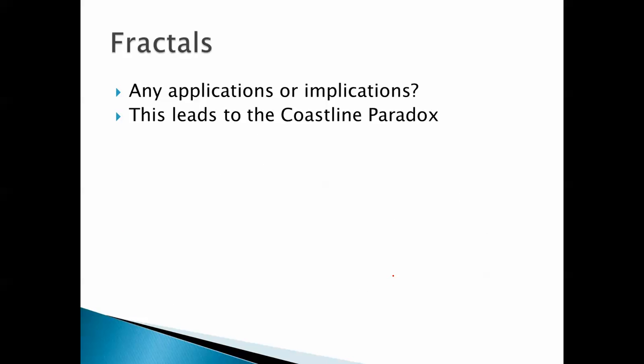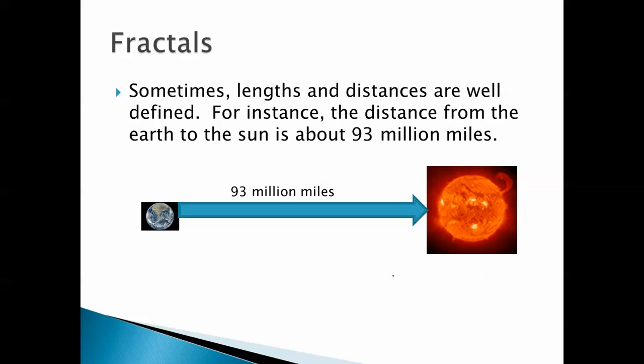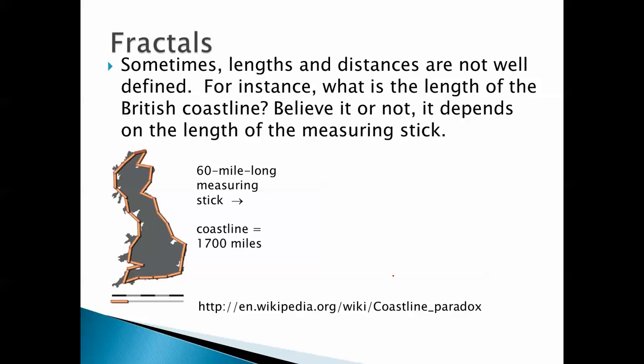Are there any applications or implications of the fact that the Koch curve has length infinity? Well, this leads to what's called the Coastline Paradox. Sometimes lengths and distances are well defined. For instance, the distance from the Earth to the Sun is about 93 million miles. It doesn't really matter how you measure it. It's going to be roughly 93 million. But sometimes lengths and distances are not well defined. For instance, what is the length of the British coastline? Believe it or not, it depends on the length of the measuring stick. So in that sense, it's not like measuring the distance from the Earth to the Sun.